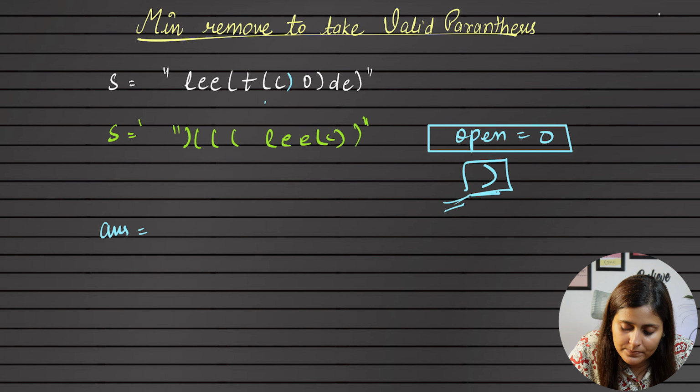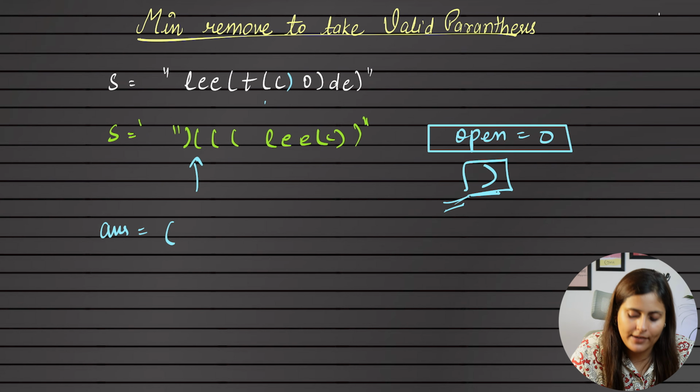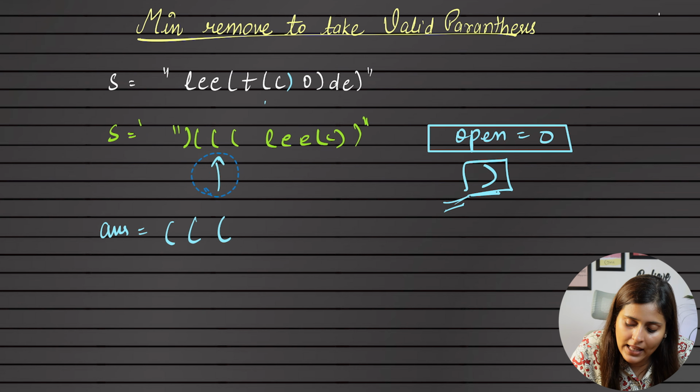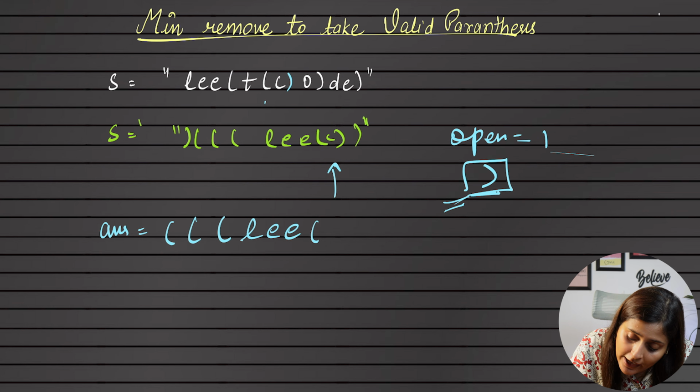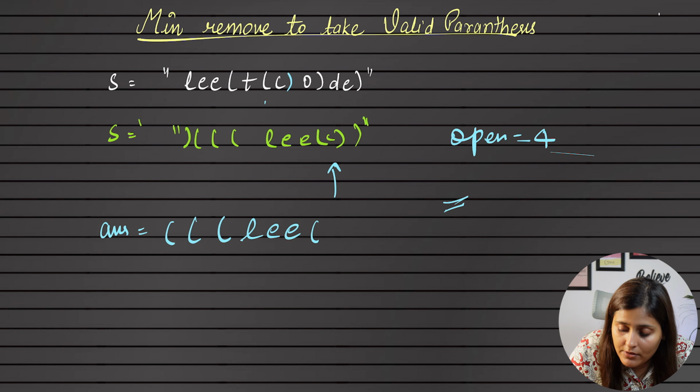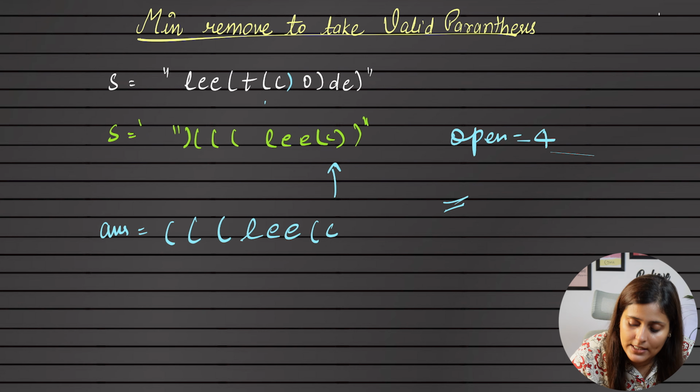Now I'll move further. Okay, this is an open bracket, I will add. Open bracket, I will add. Open bracket, I will add. So 3 times I will add. Now I'm at lead, L-E-E. Definitely I want to add all the characters for sure. Again, open, I will add, and now I am at close. And at this time, the open value is 4. Why? Because I have found 4 such open brackets. Again, I have found C, that I will add.